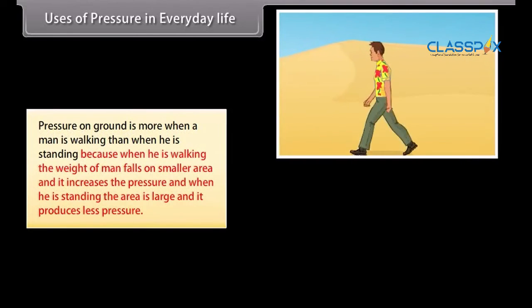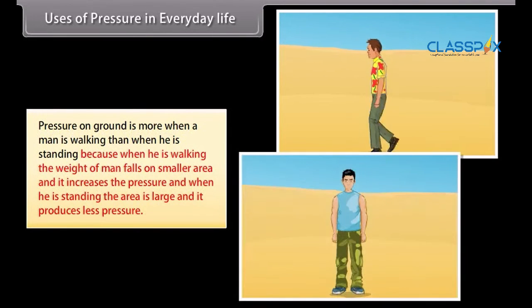Pressure on the ground is more when a man is walking than when he is standing, because when he is walking, the weight of the man falls on a smaller area, which increases the pressure, and when he is standing, the area is large and it produces less pressure.